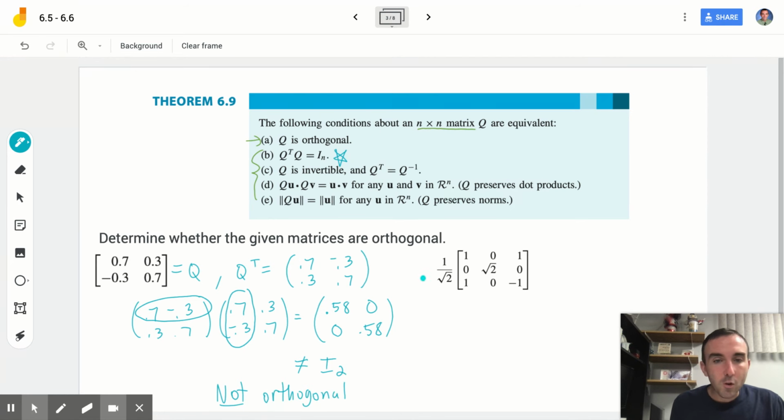For the second matrix, we notice an interesting arrangement of numbers. We got some zeros scattered about. We have some ones. We have a coefficient in the front. So not to worry, this is not as terrible as it looks.